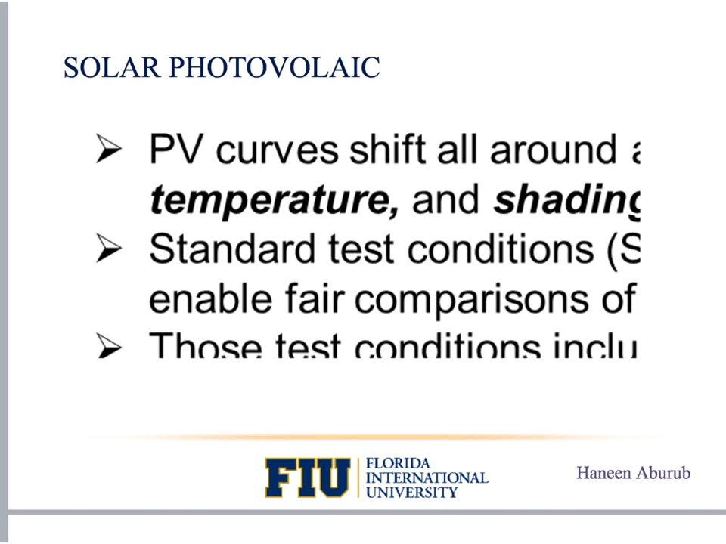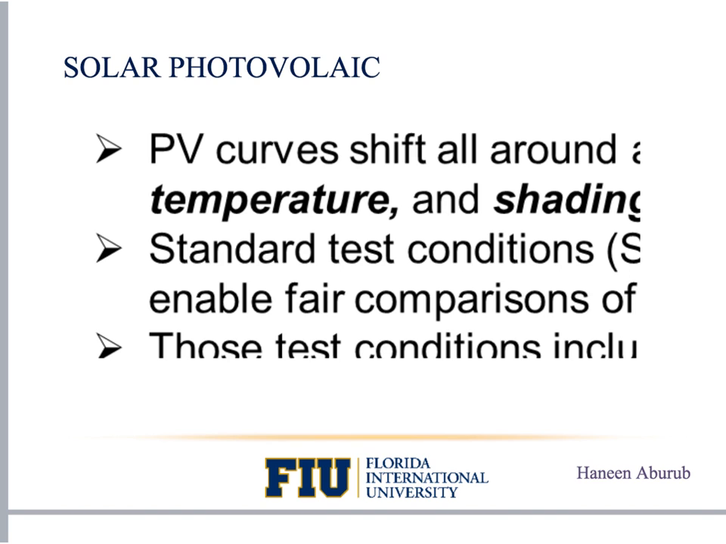So there are three things that affect the solar PV curve: insolation, temperature, and shading. The standard test conditions, the STC, have been established to enable fair comparisons of one module to another. Those test conditions include solar irradiance of 1 kilowatt per meter square, air mass ratio of 1.5, and 25 degrees Celsius cell temperature with no ambient air.